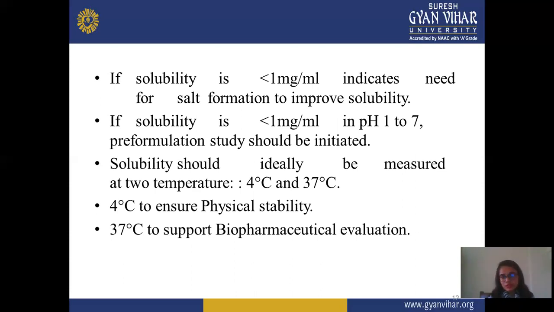When the concentration is the same, we just change the pH level. pH 1 to 7 means an acidic condition. Suppose you take pH 5 and your compound is up to 1 mg in 1 ml of solvent. Then in this condition, a preformulation study should be initiated. And solubility should ideally be measured at a temperature of 4 degrees Celsius to 37 degrees Celsius. This is the initial temperature range where we check solubility.